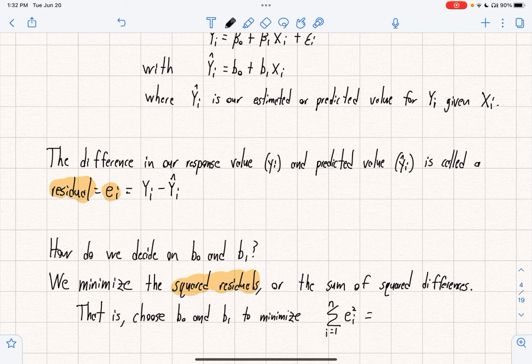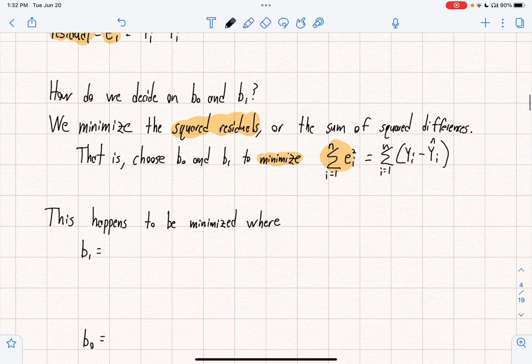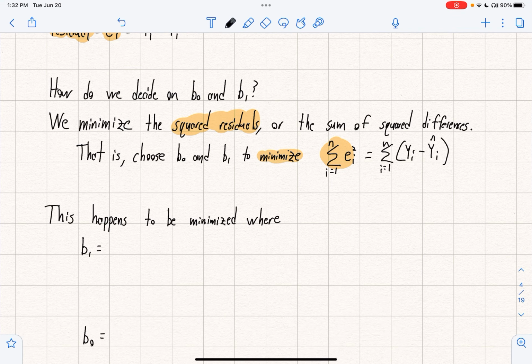So let me just write out the equation. That would be summing the squared residuals. So sum our actual values of y minus our predicted values of y, from i equals 1 to n. So this is our minimization problem, right? We're trying to minimize this. So where does that happen? Well, for b1, our slope coefficient, it will be equal to the covariance divided by the variance of x.